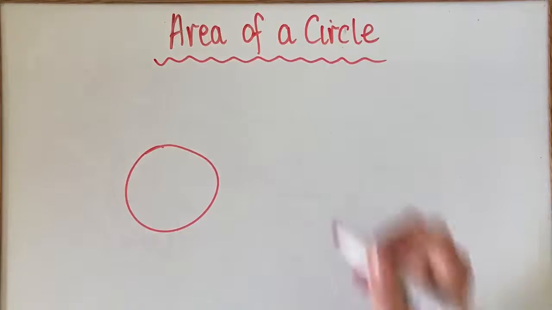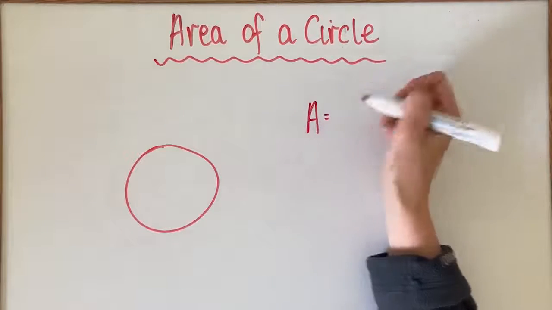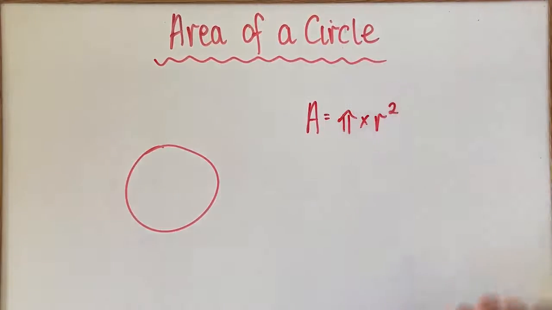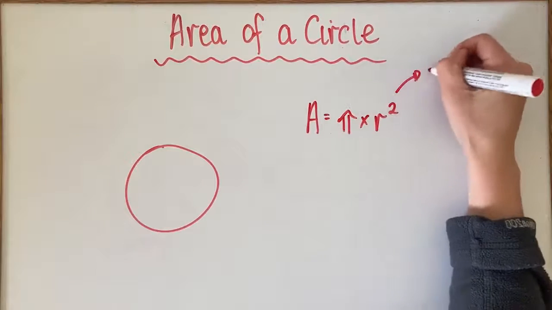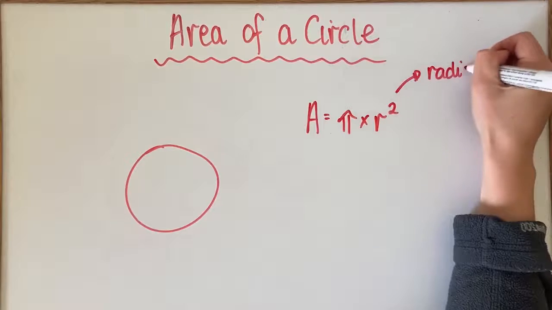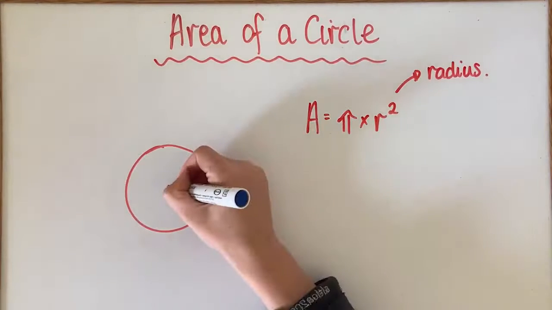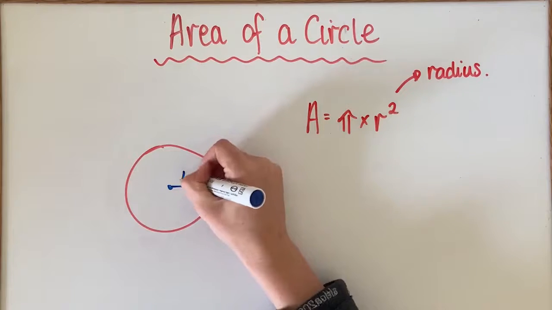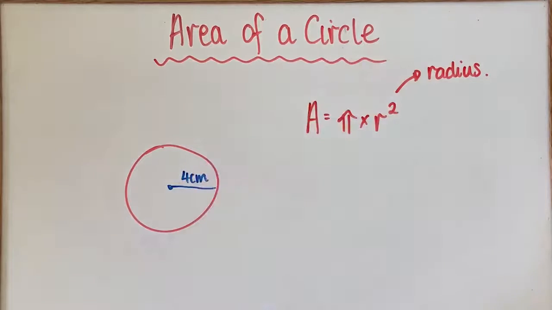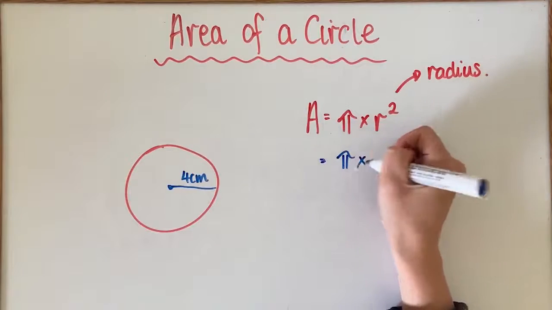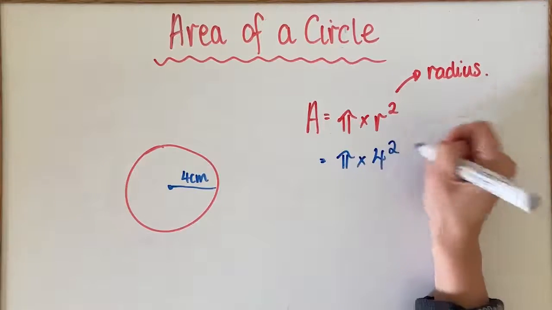All right, so to find the area of a circle, there's a very specific formula that we use, and it's pi times r squared, where r is the radius. Okay, so in my wonky circle here, if I make the radius 4 centimeters, then what I would write into my calculator is pi times 4 squared.